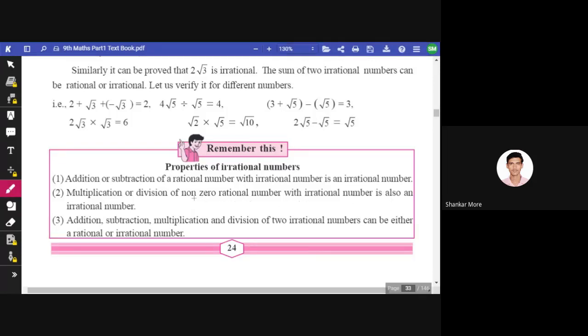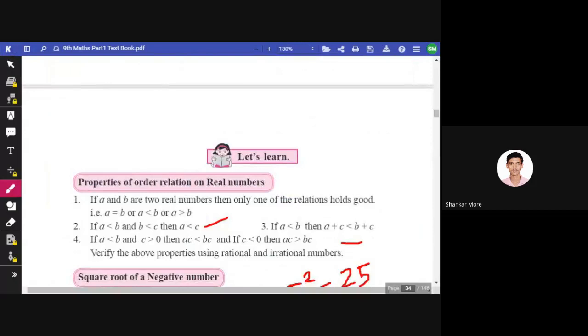मतलब एडिशन सब्ट्रैक्शन मल्टीप्लिकेशन डिवीजन, अगर आप कोई भी ऑपरेशन परफॉर्म करते हो उन दो नंबर्स पे, दो नंबर्स में से एक नंबर जो है वो रैशनल है, दूसरा इरेशनल है, तो जो रिजल्ट है वो भी इरेशनल ही आएगा. Now, the third point, that is addition, subtraction, multiplication, and division of two irrational numbers can be either rational or irrational. We cannot say it for sure. Okay, so ये तीन चीजें आपको याद रहेगी so that we can move further.